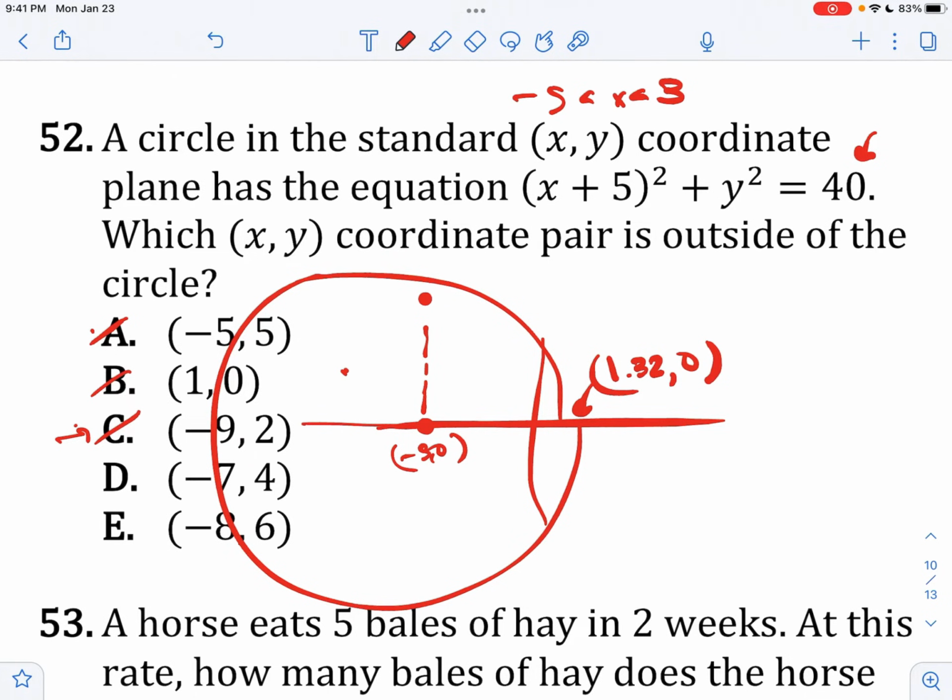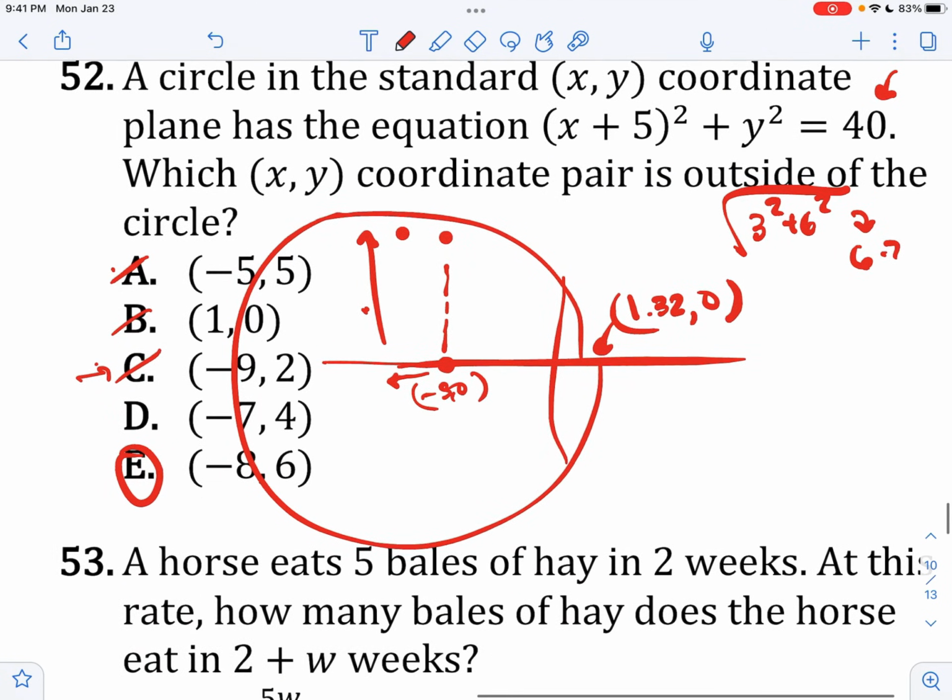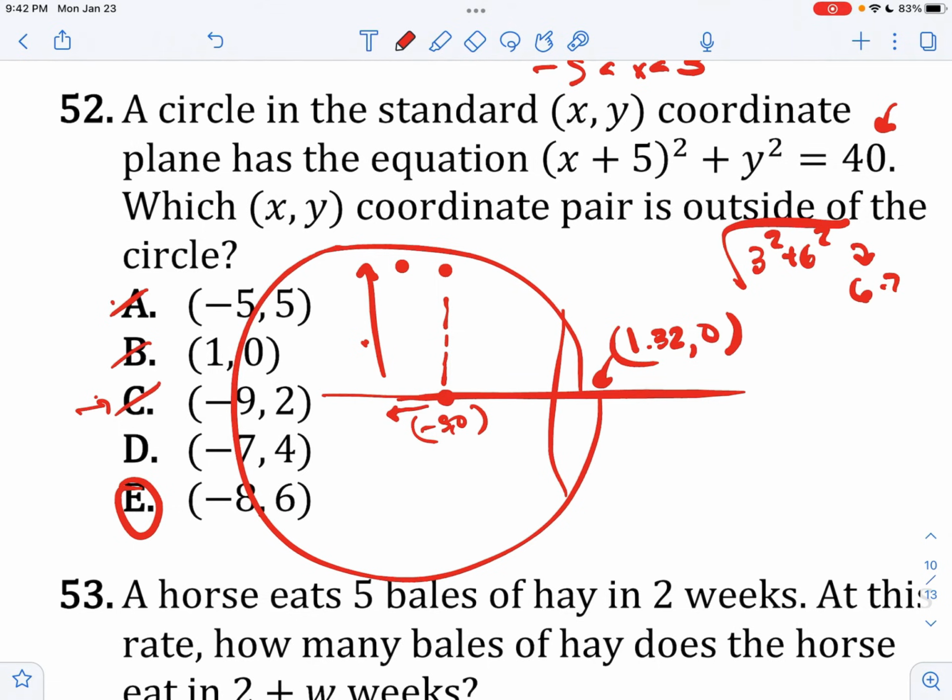Negative 7, 4. It's only 3, 4, so it's going to be exactly 5 units away. Negative 8, 6. I think this one's going to be out, because it's 3 this way and then 6 up. If you do the distance formula, 3 squared plus 6 squared, all square root, you end up getting 36 plus 9 to the 0.5. So it's 6.7 away. And that means it's greater than the radius away in terms of distance. So that means that's going to be out of the circle.